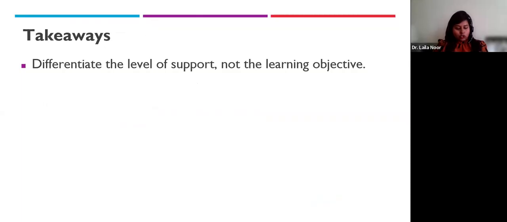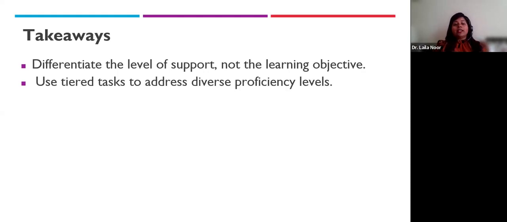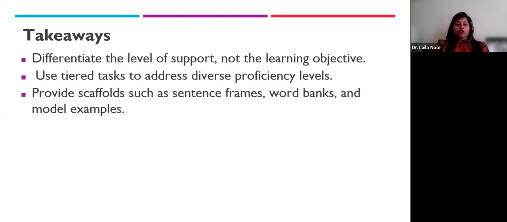So what are the takeaways of today's workshop? I would say that we have learned about differentiation in instruction, differentiated levels of support, and that sometimes we can keep the same learning objectives but differentiate based on the learners. We can use tiered tasks to address diverse proficiency levels when our learning objective is the same. We can also use scaffolded support for the learners, and it could be on the same objective or a different objective. But we need to make sure that scaffolded support is reduced over time.